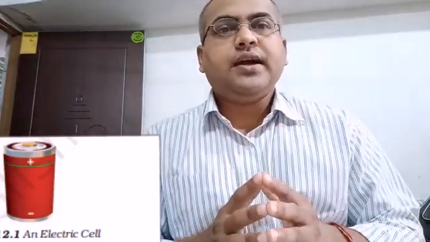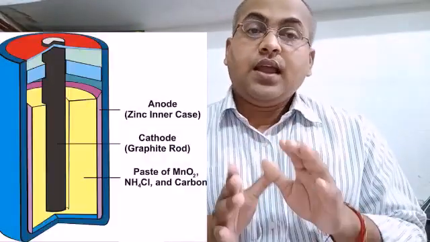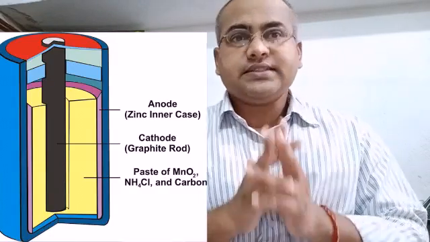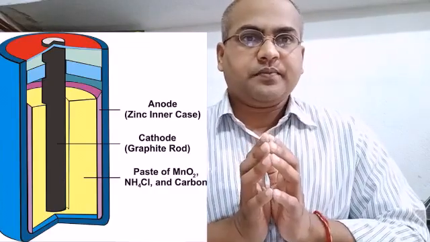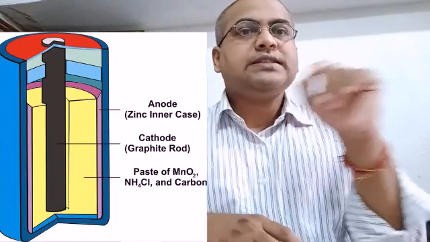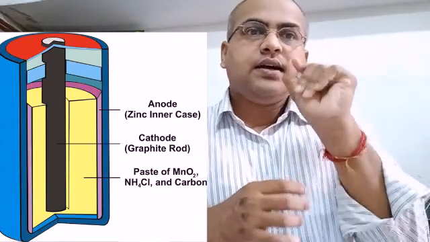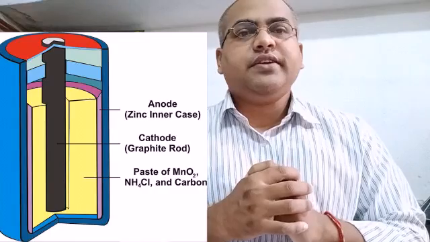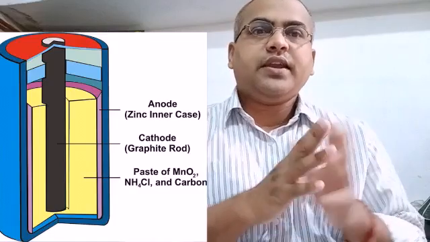If you observe a dry cell properly, you will find that at one side there is a metal cap, and on the other side there is a metal disc. On the metal cap there is a plus sign, that is the positive terminal, and on the disc there is a negative sign, that is the negative terminal. So: positive terminal, negative terminal.